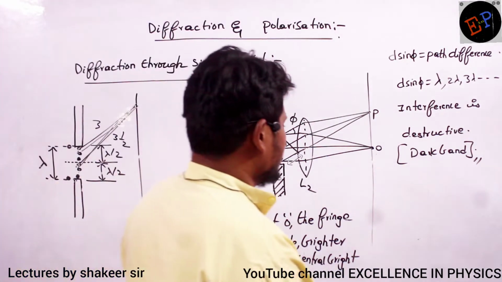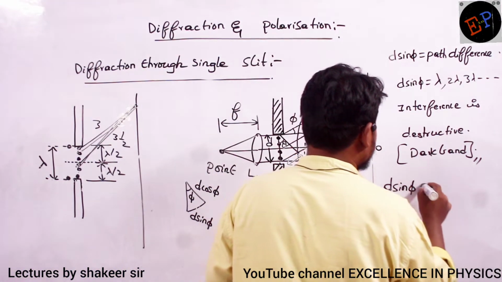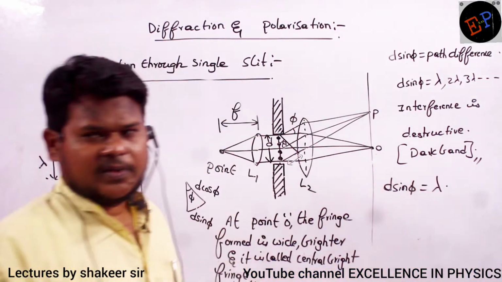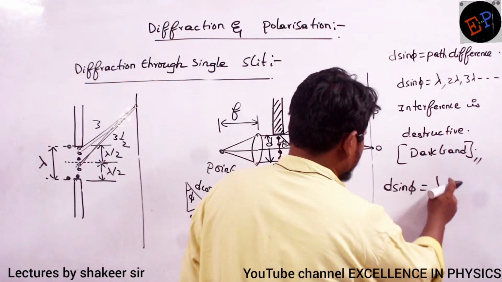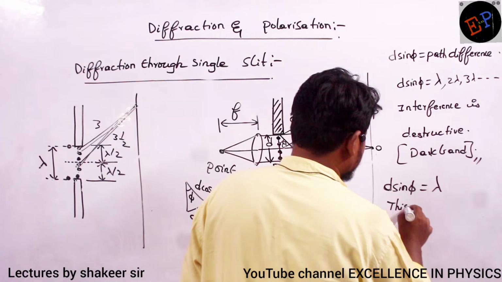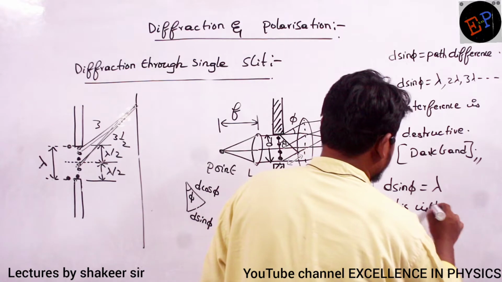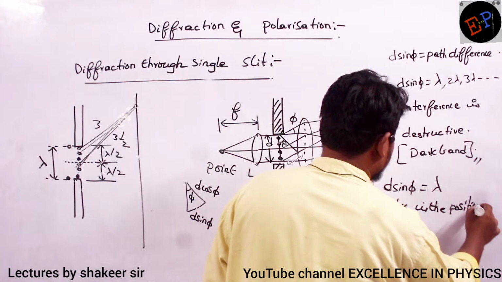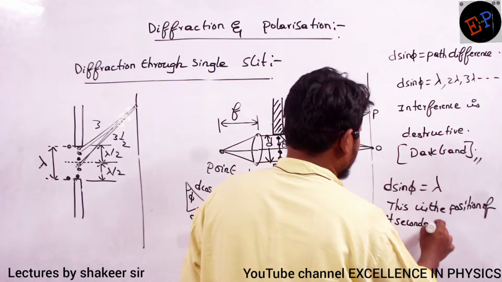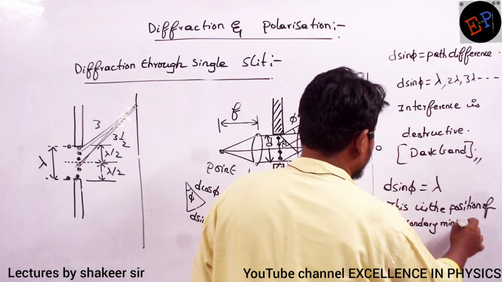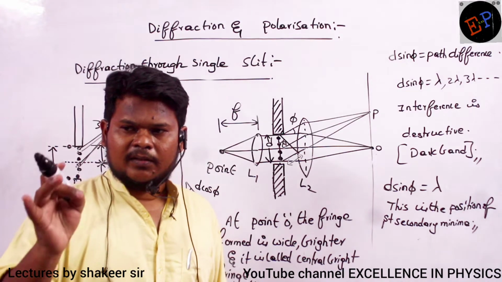So, now see here. For example, if I take d sin phi is equal to lambda. d sin phi is equal to lambda. So therefore sin phi value is so much, and this is the position of first secondary minima. What do I call this one? This is the position of first secondary minima.